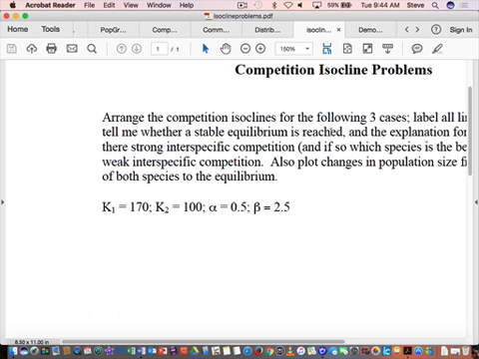Do you get a stable equilibrium? Yep. Where does it go when it enters that space? Where does the population size go? So it goes to that. Okay. So let's look at this.